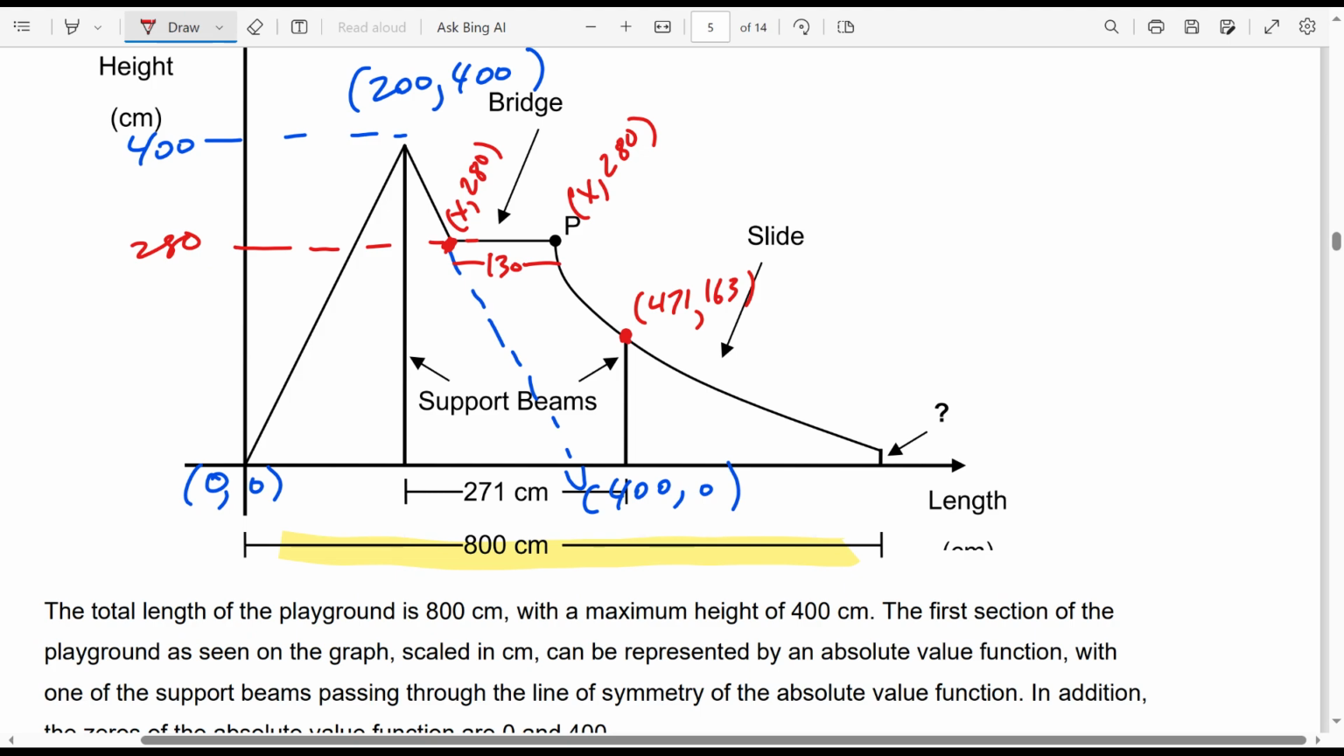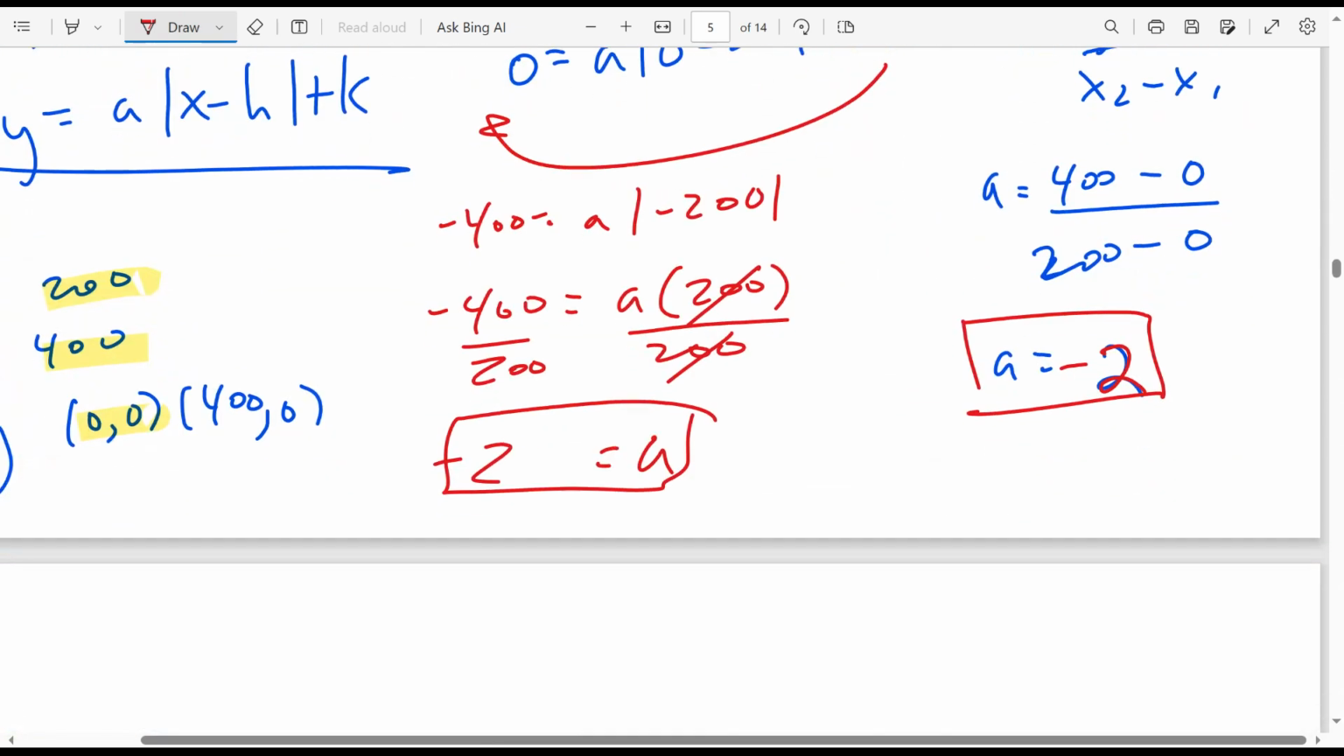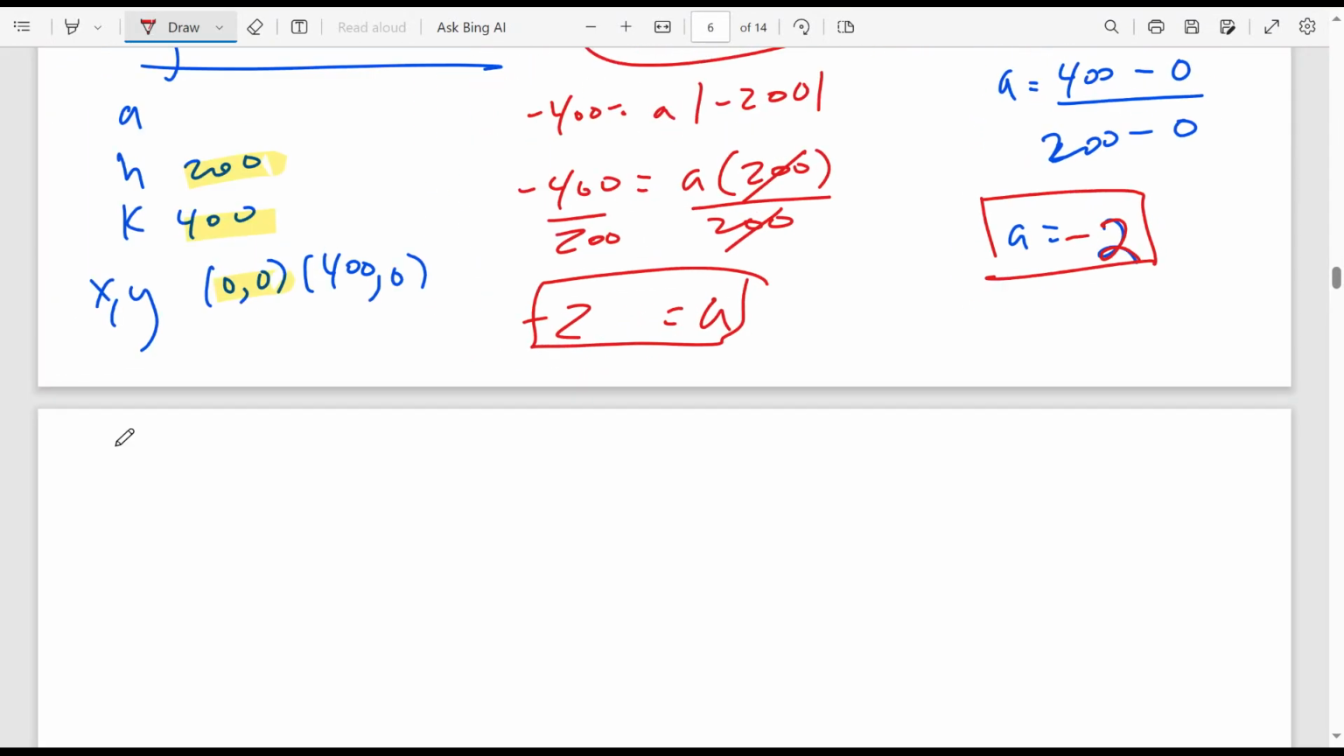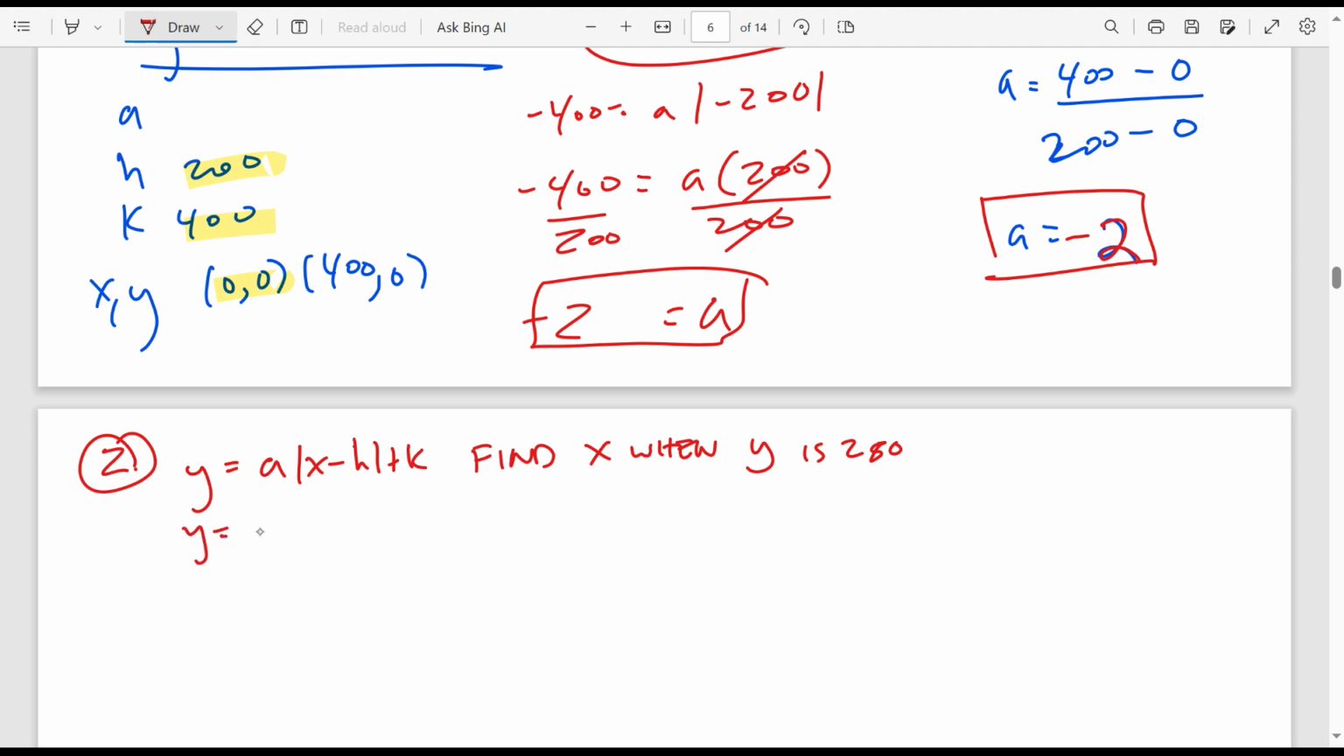And so plugging it into this guy is not going to be helpful because it's a constant function, so that's useless. So I plug it into the absolute value function, that's why we've got it. So step 2, y is equal to a|x minus h| plus k. We're going to find x when y is 280 using this as a rule. 280 equals negative 2|x minus 200| plus 400.